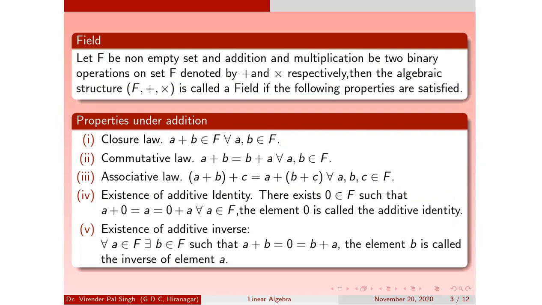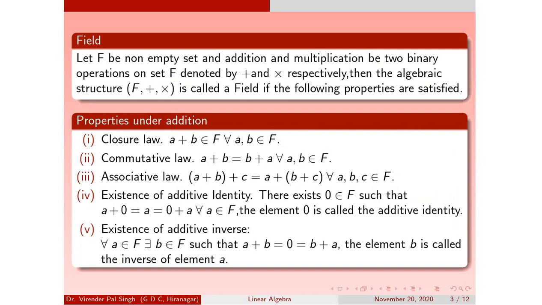Another very important concept, which we studied in semester 4th: what is a field? A non-empty set together with two binary operations, addition and multiplication, is said to be a field if it satisfies a few properties. In fact, it's 11 properties. First 5 properties under addition, then 5 properties under multiplication, and then one: multiplication distributes over addition.